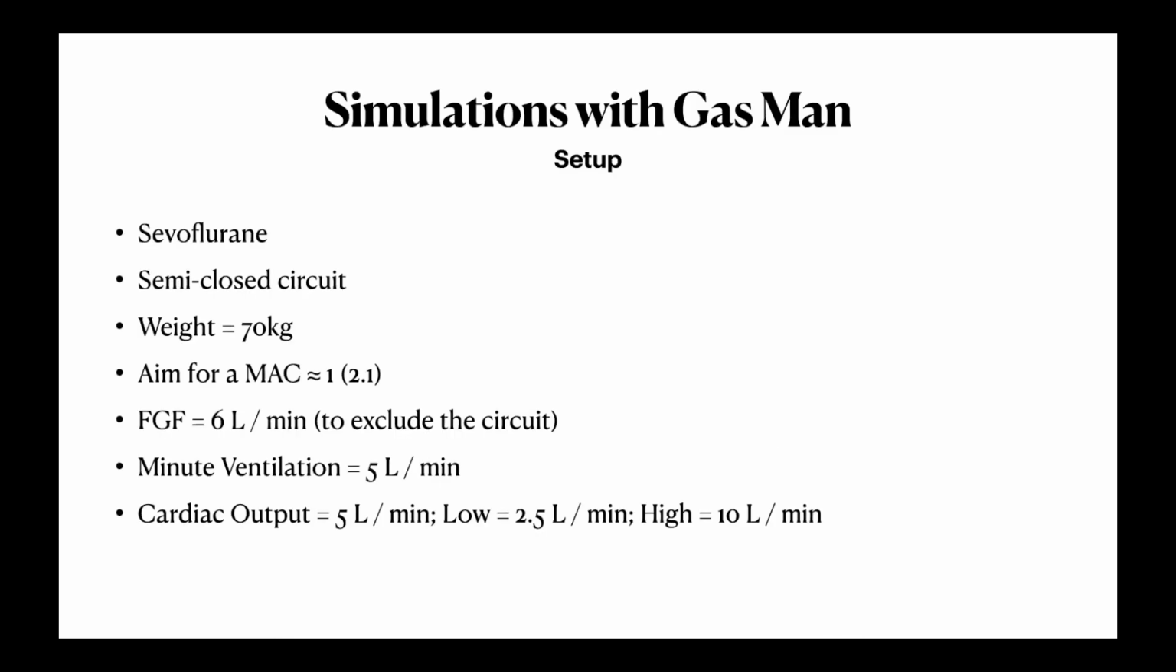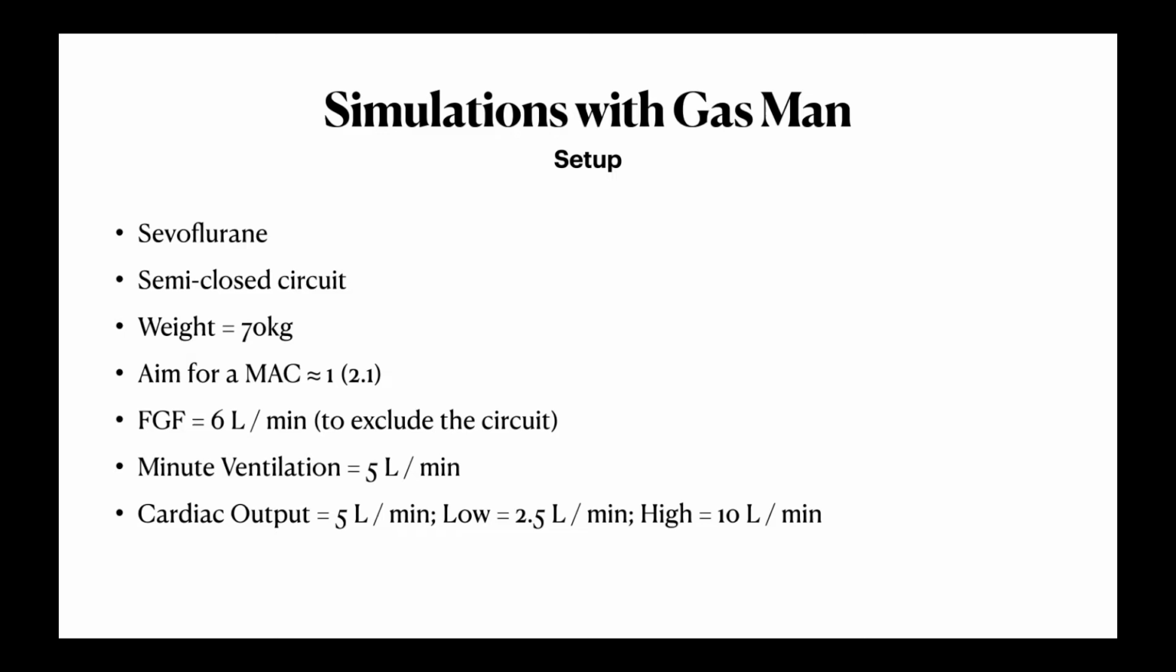So I've used sevoflurane. It's a semi-closed circuit to represent what we would normally use in our anesthesia theaters. Weight of the patient is 70 kilos. The aim is to get a MAC of 1, which is an end-tidal in this model of 2.1. The fresh gas flow I've left at 6 liters per minute, which is not what we do. We often use low flow anesthesia once we have achieved the target, but I've done it just to exclude any issues with the circuit. Minute ventilation is set at 5 liters per minute.